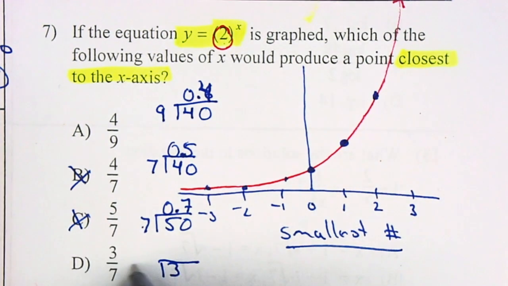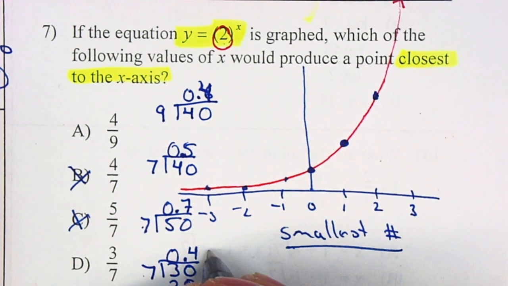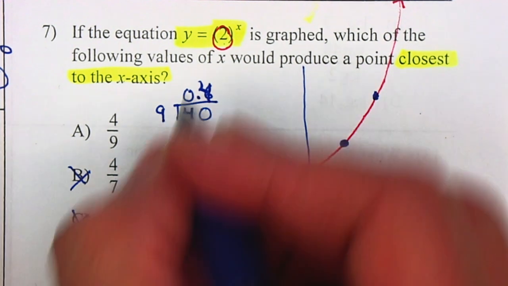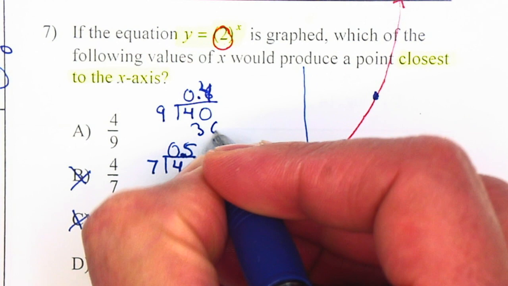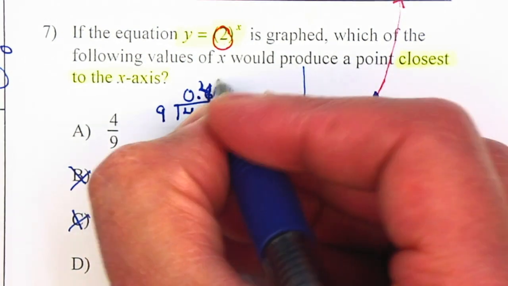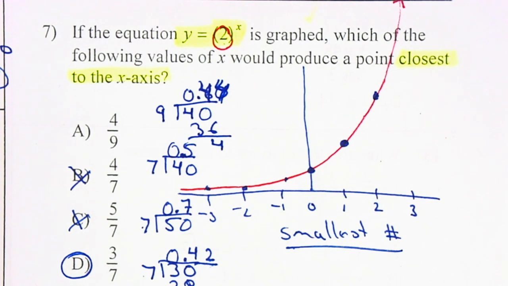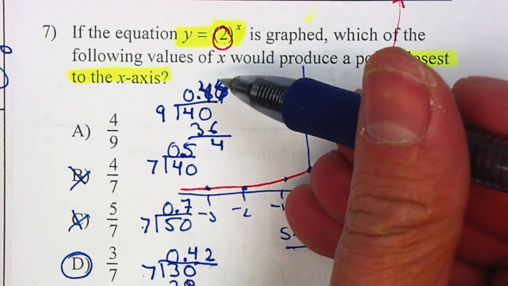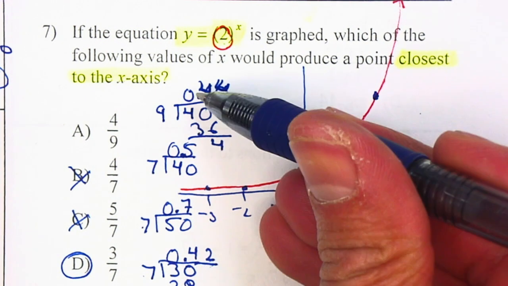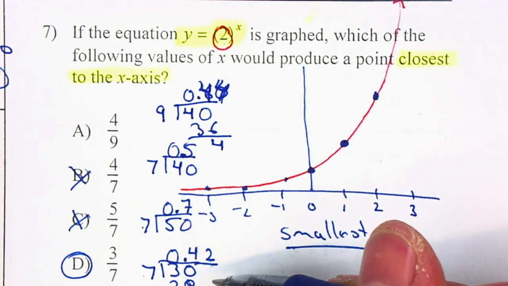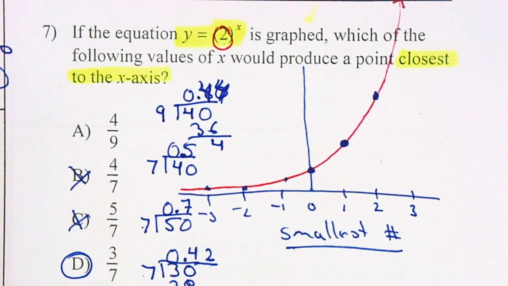3 divided by 7. 7 goes into 3 0 times. 7 goes into 30 4 times. 4 times 7 is 28. Let me go one more decimal to see which is smaller. 7 goes into 20 twice. So my smallest number is 0.42. Remember, just do one decimal point, and then if they come too close, then just do a second decimal place. So your answer, the smallest number, will be B.